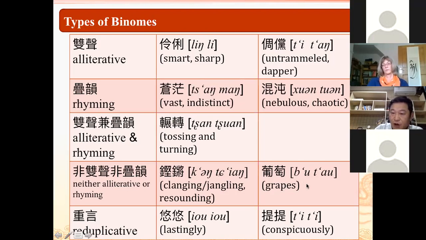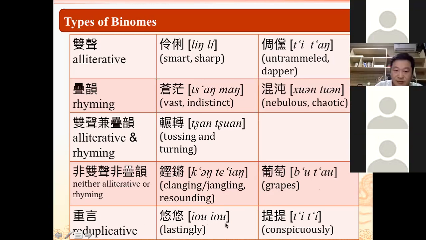And 葡萄 is an imported term. It's probably imported from the west of China, in the Near East, probably. And the other type is what we call the reduplicative, like yu, which means lastingly, and tt, conspicuously. These are the reduplicative of one word.